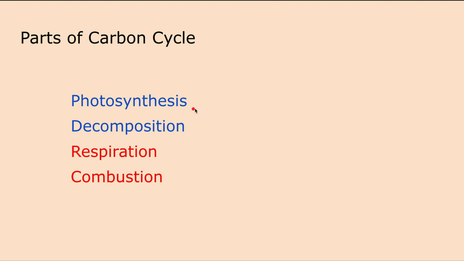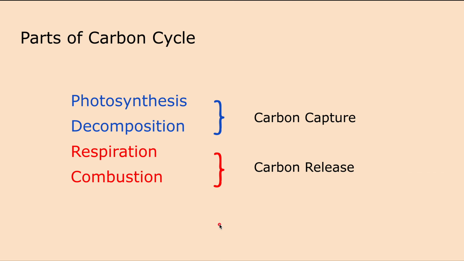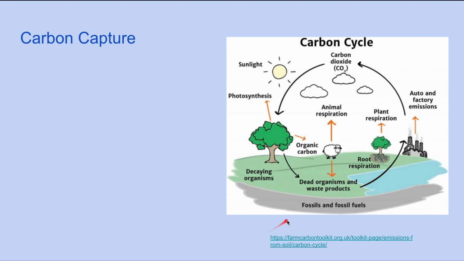As you can see, I've color-coded it for a reason. The top two you see, photosynthesis and decomposition, are what we call carbon capture. This is what takes in carbon from the atmosphere and keeps it within their system. Now, there must be a way to release it. So, respiration and combustion are what we call carbon release, where we release the carbon that has been stored in photosynthesis and decomposition. So let's talk about carbon capture. I have a diagram here for you that we'll be using in our future slides as well.